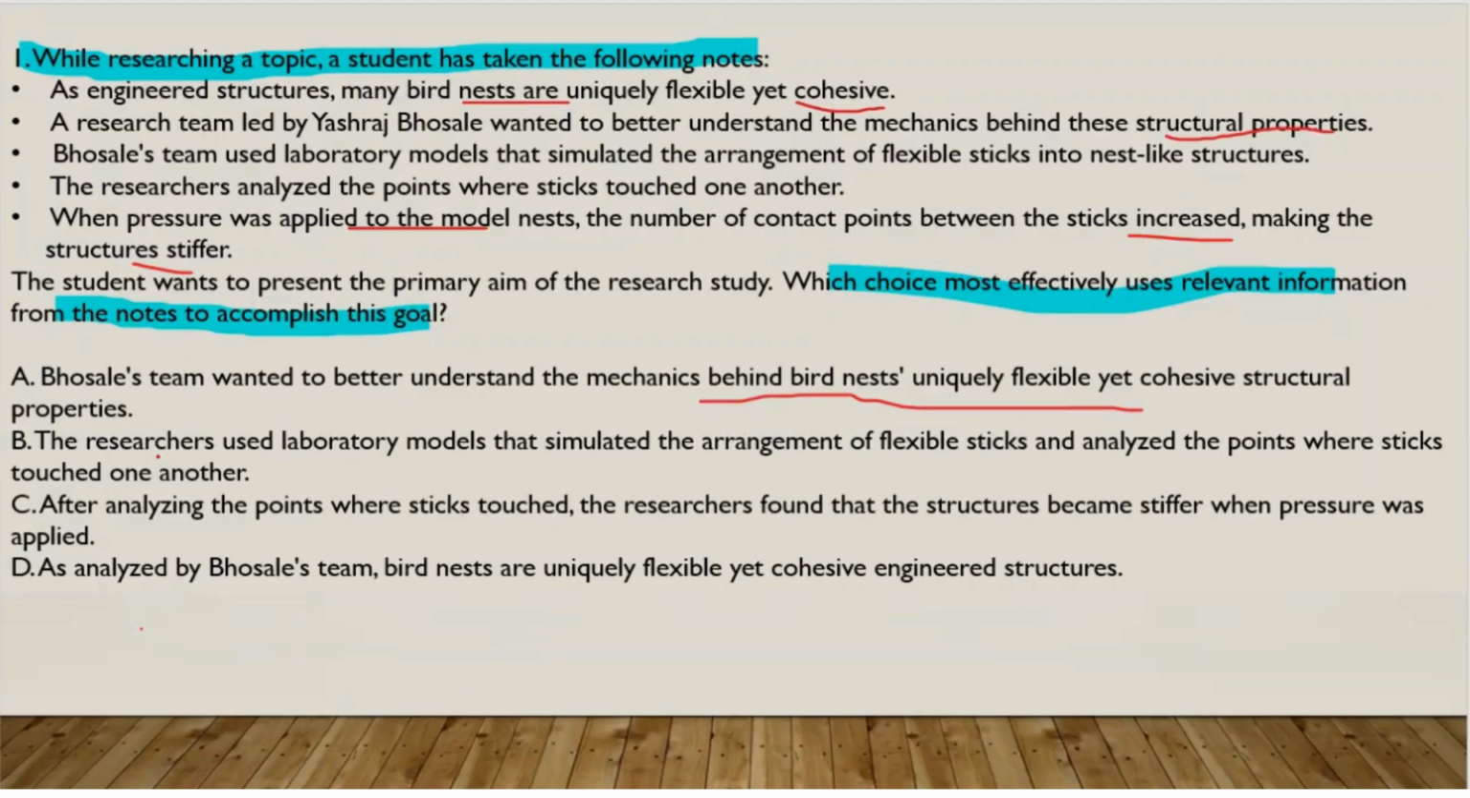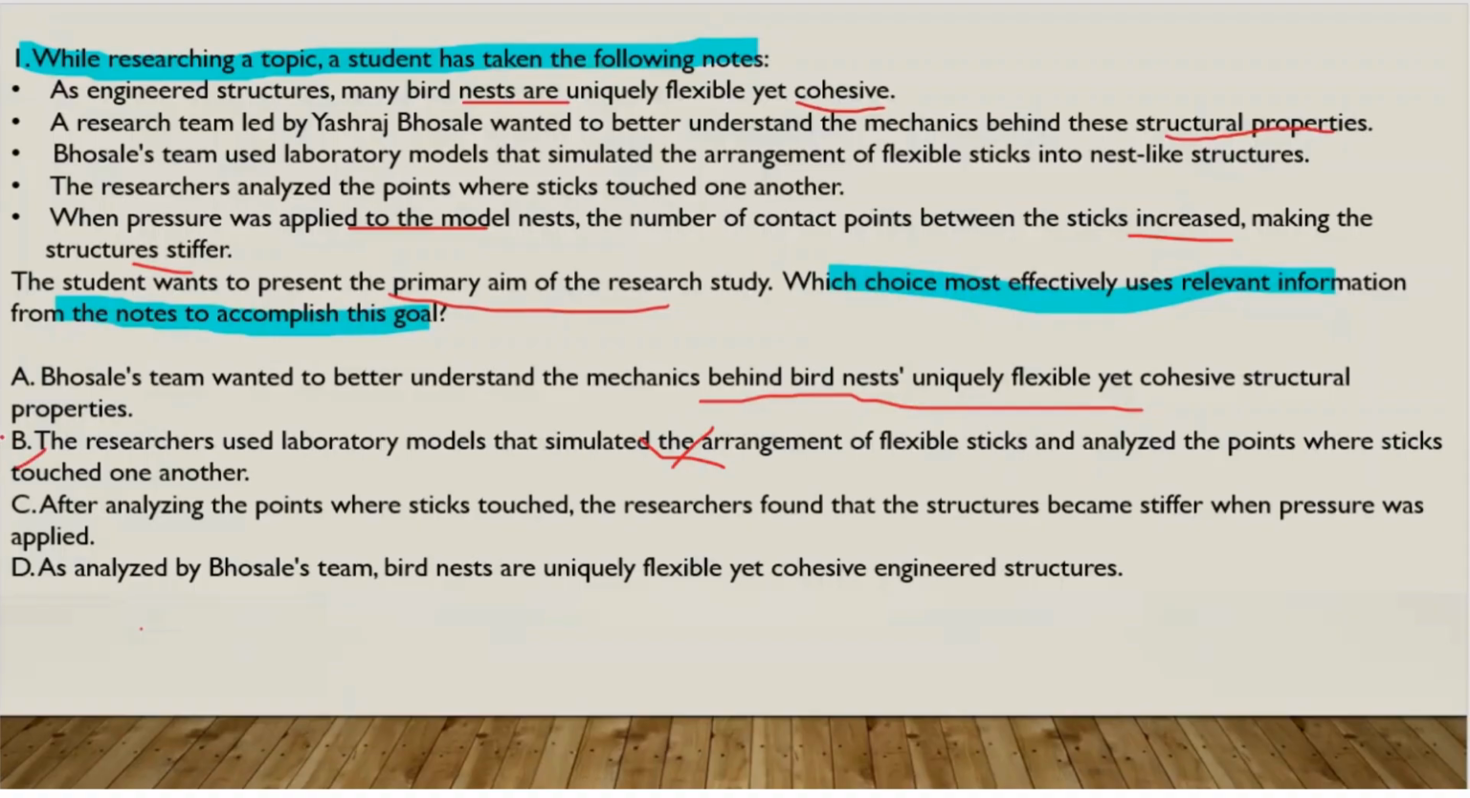Option B says the researchers used laboratory models that simulated the arrangement of flexible sticks and analyzed the points where sticks touched one another. This is also similar to the main topic, but the problem is we are here to find the primary aim of the research study, which is not this one, because that says what the researchers did, not the primary aim of the study. So that's why option B is not the right answer.